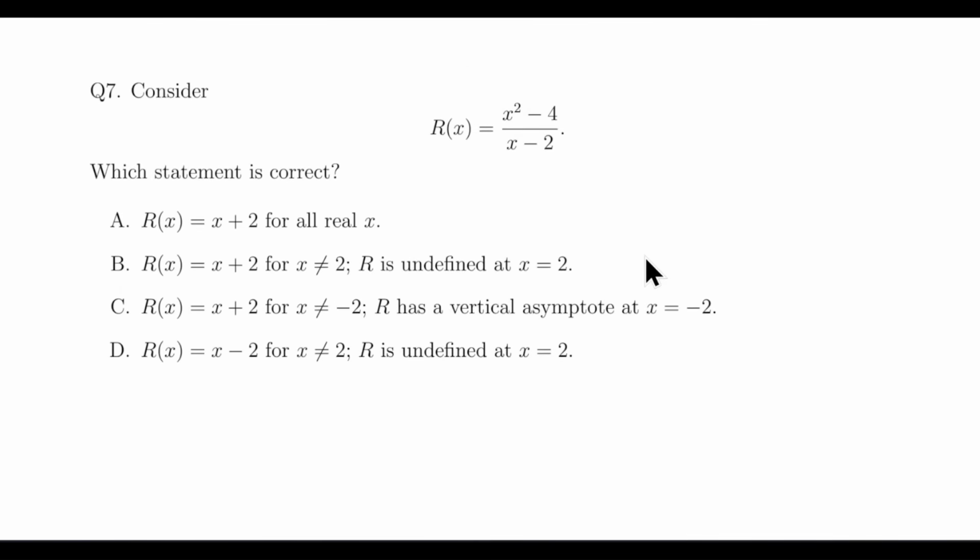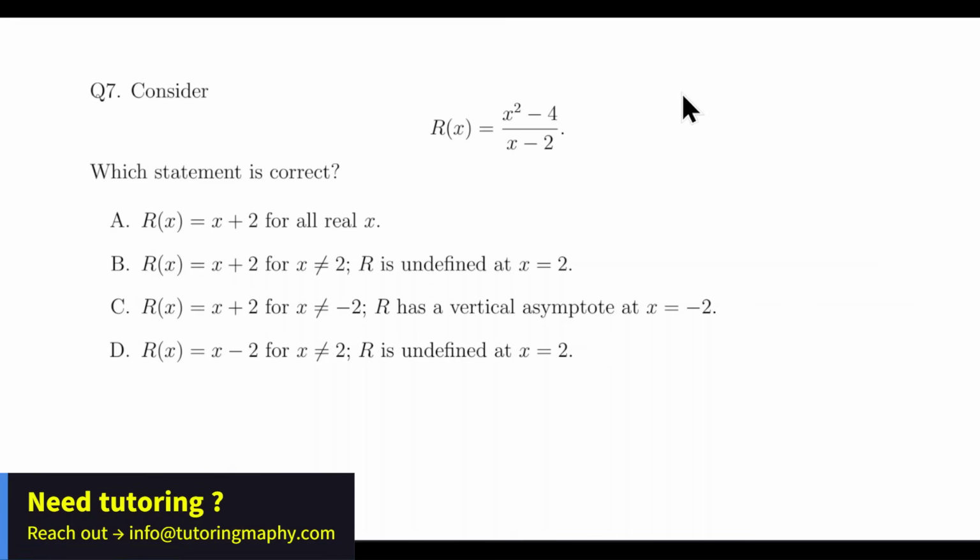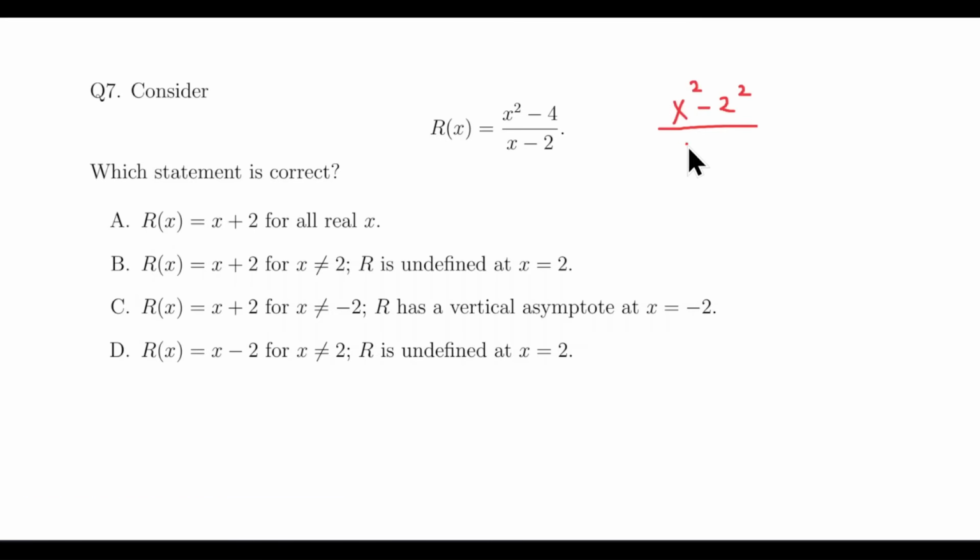Great work, guys. Last question. Which statement is correct? Okay, I know that I just have to simplify this. Most likely D is not correct because of the pattern. Okay, but let's not follow the pattern. X square minus 4 can be written as x square minus 2 square, over x minus 2. X square minus 2 square is x minus 2 times x plus 2, and this is x minus 2. Gone. So I'm left with x plus 2.